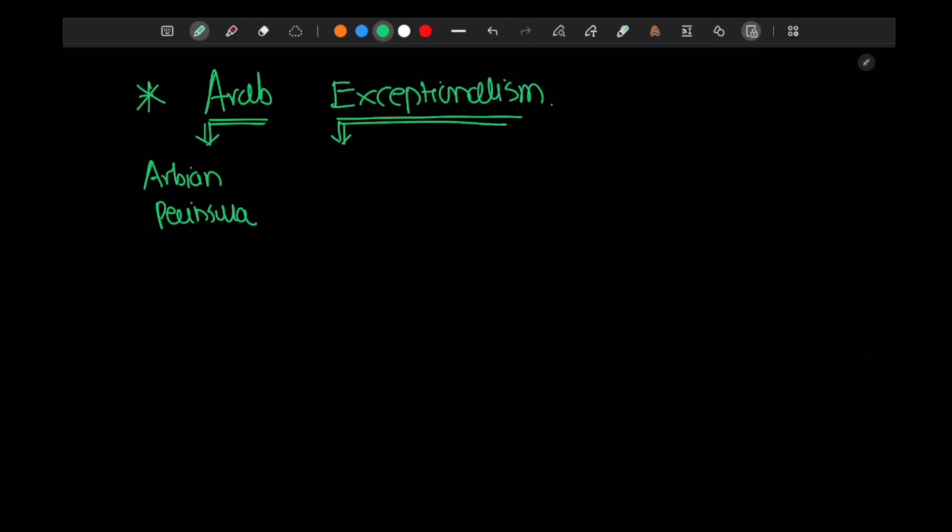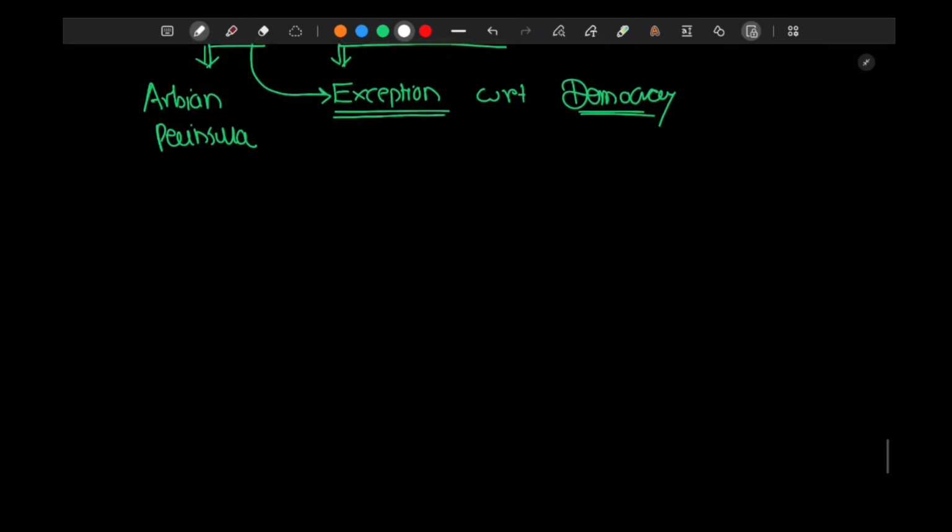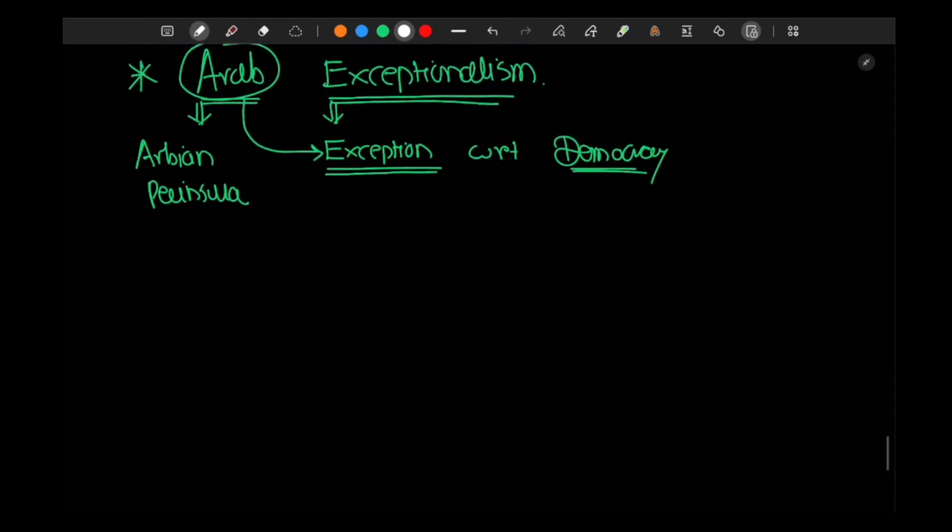What is exceptionalism? Exceptionalism is exception. Exception with respect to what? Exception with respect to democracy. What is Arab exceptionalism? Exception with respect to democracy. What Western scholars say with respect to Arab exceptionalism is that Arab people are exceptional to democracy. I will explain this in very simple language. The Arab world is an exception to democracy.